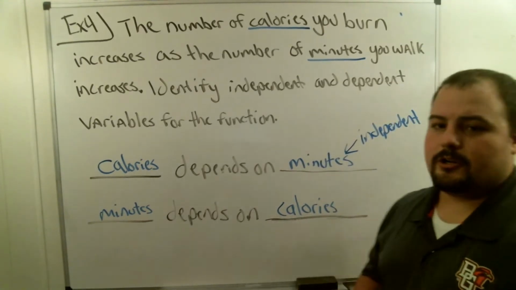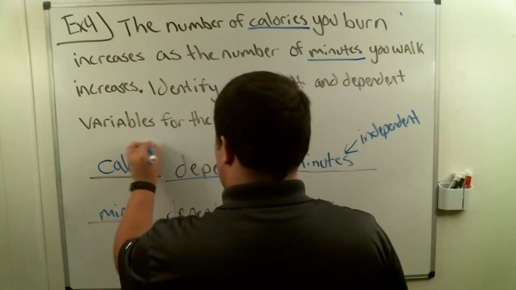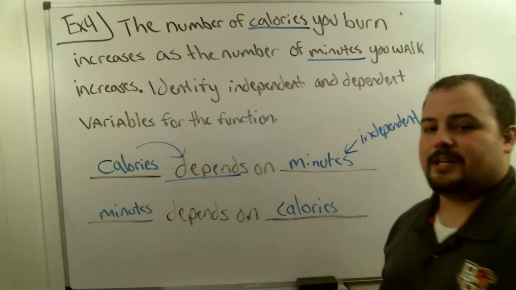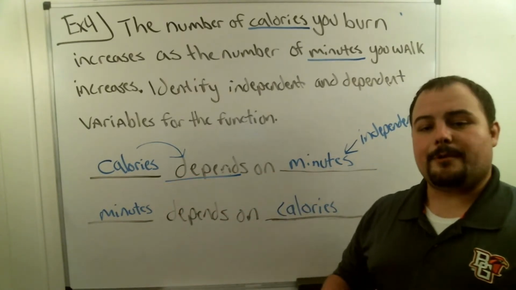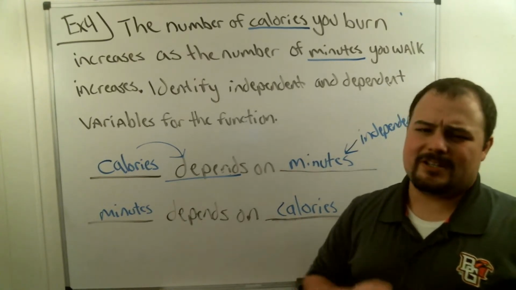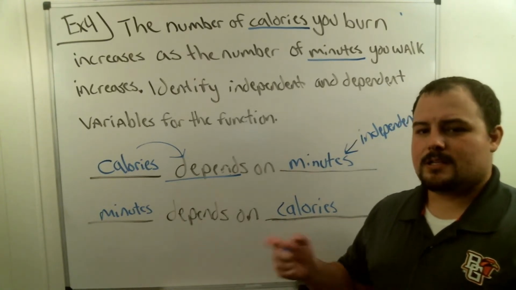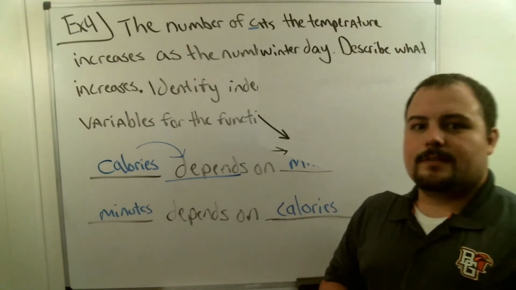So minutes are your independent variable, where calories are your dependent variable. So I am able to say that calories depend on minutes. The amount of calories I'm going to burn depends on how long I'm walking. Not how long I'm walking depends on how many calories I'm going to burn. So our answer for this one is the top sentence. Let's go ahead and keep moving.